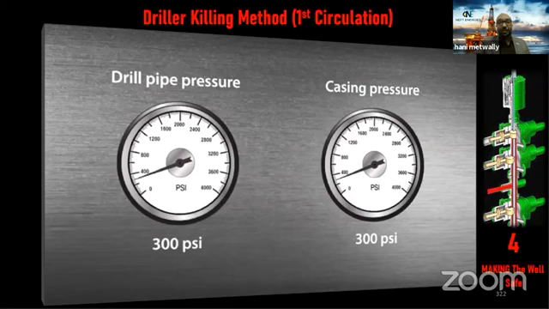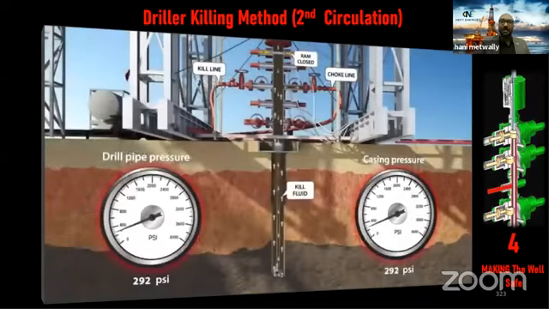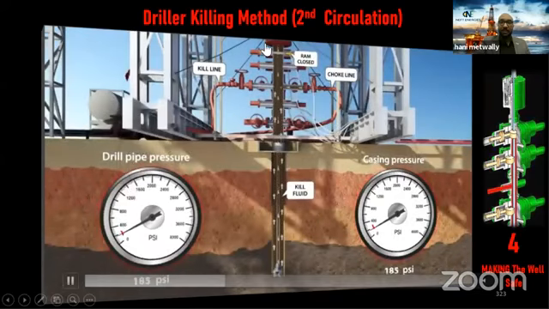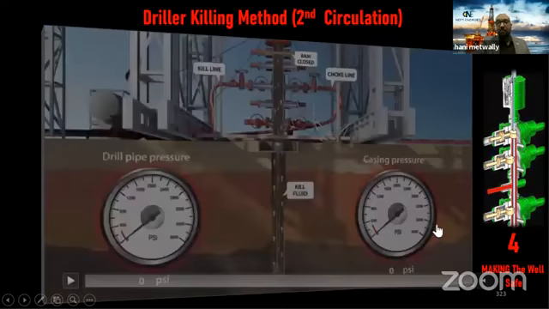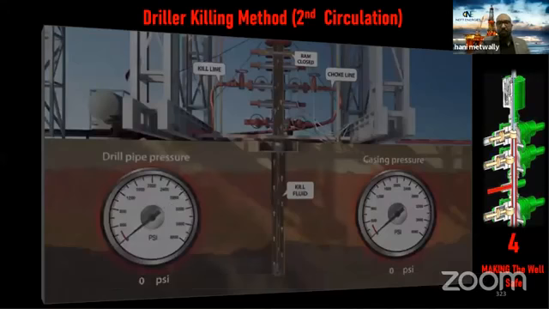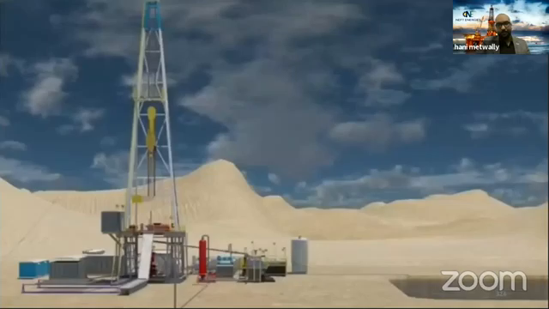So the second circulation will be to pump the kill mud. Now we start to pump kill mud, the heavier mud, so we can restore the primary. As you see, the pressure on the casing side and drill pipe side after we finish the second circulation will be 0. It means we are overbalanced, we control the formation. Now we control the well and we can resume our operation.